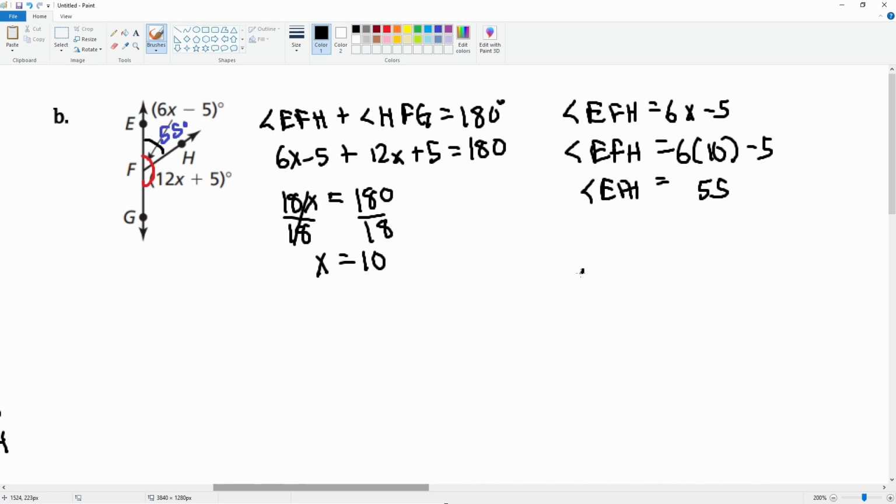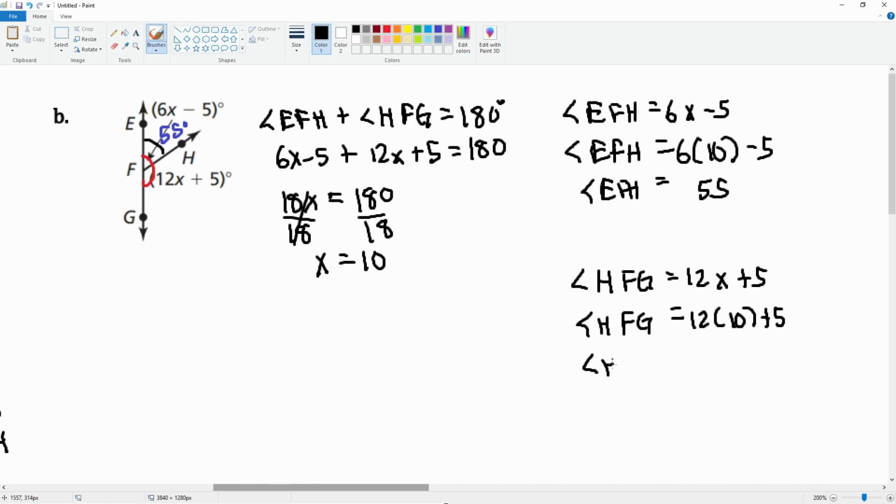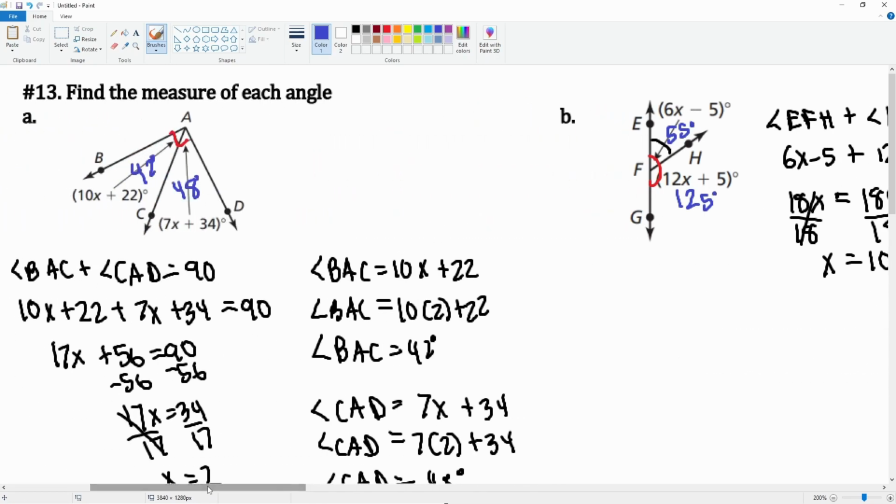Then we have angle HFG, which is 12x plus 5. 12 times 10 plus 5 is 125. So that is what angle HFG is, 125 degrees. So there you go. That is how we find the missing angle measurements.